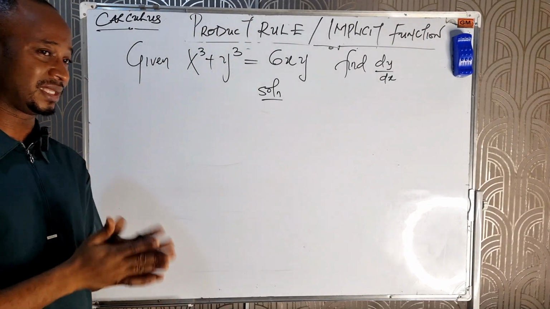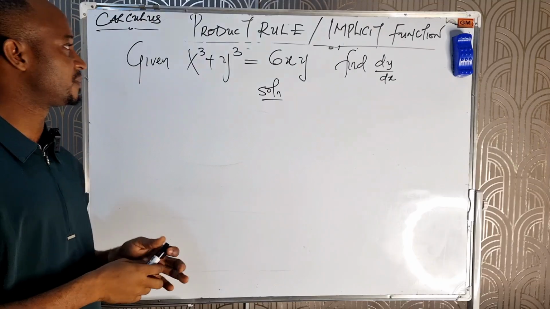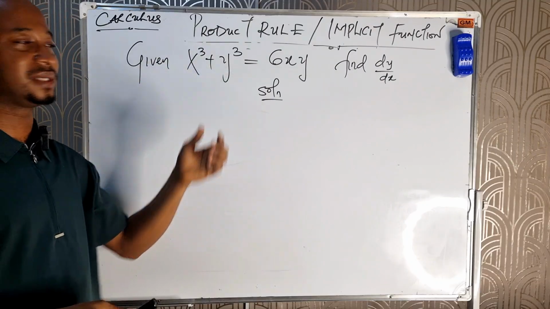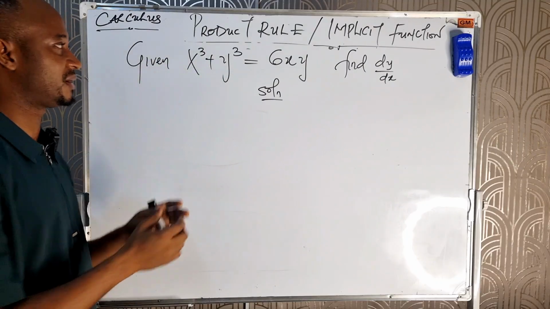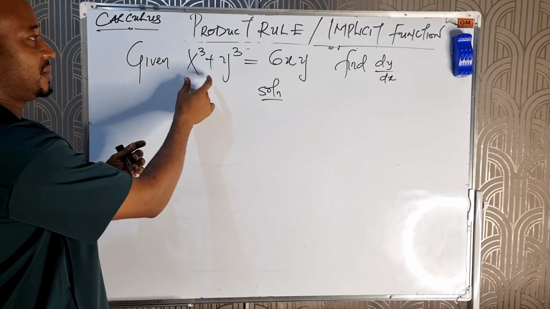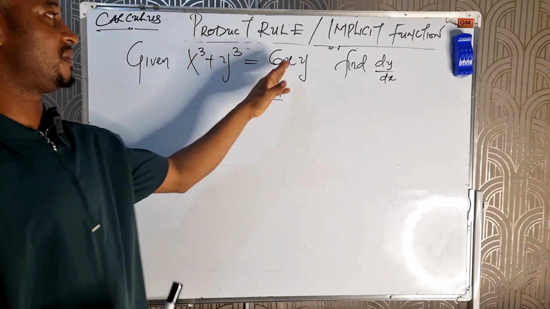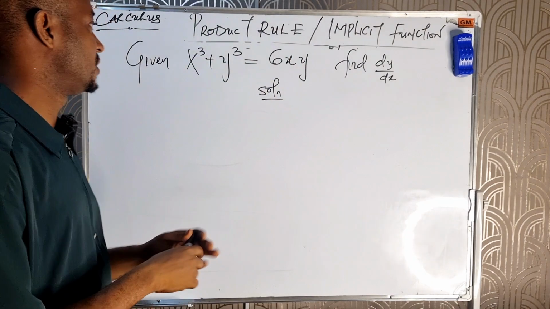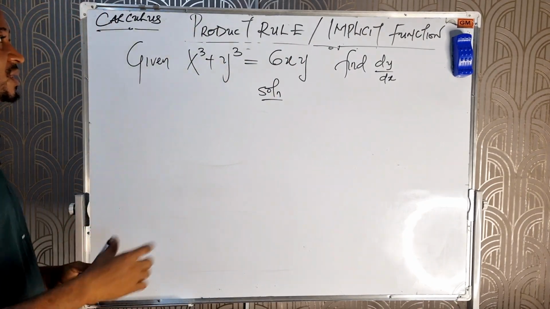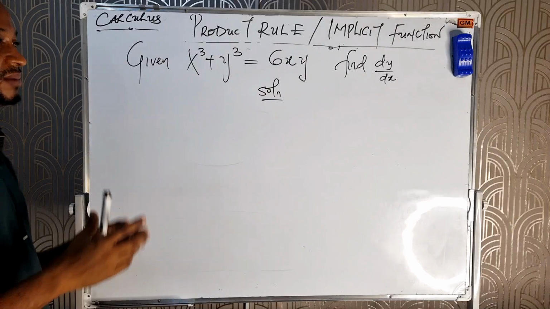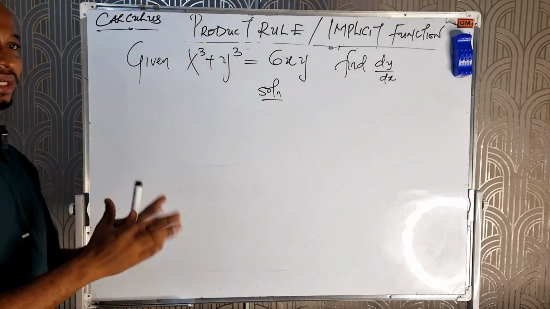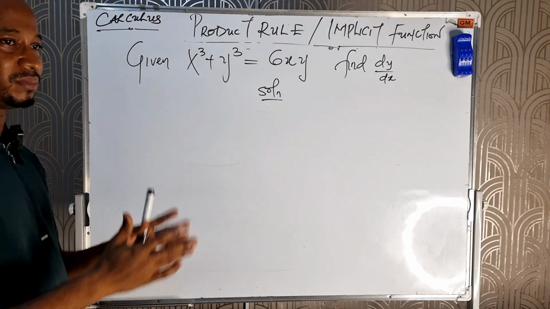Here, both x and y are not standing as the subject of this function, right? They are clustered together. You can notice x and y here. The power of x is 3. Here we have 6xy clustered together. So let's see how we can differentiate this. Don't forget the rule that says anytime we differentiate y, we multiply the result with dy/dx, or we just add dy/dx.